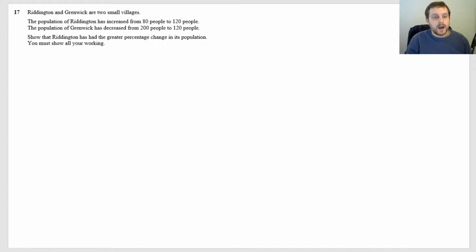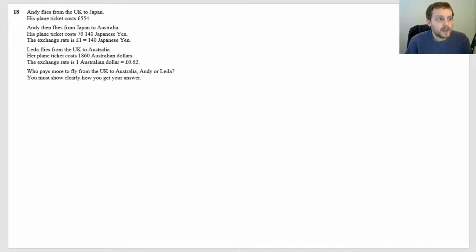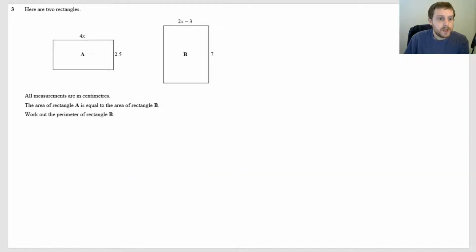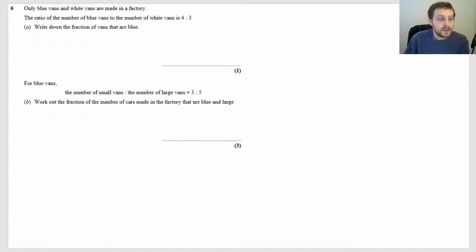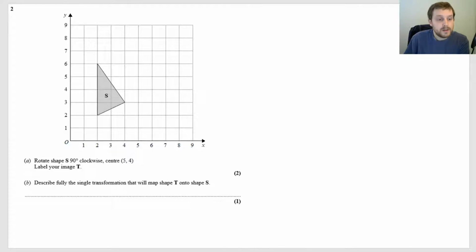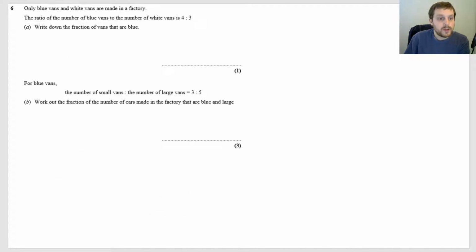Right, hi guys. I'm going to go through some of the overlap questions. I'm going to start with some questions that are foundation only. So questions 17 and 18, and then questions 1, 2, 3, 4, 5, and 6 are the overlap questions, foundation and higher. So it would have been 17, 18, and then 19, 20, 21, 22, 23, 24 on the foundation.